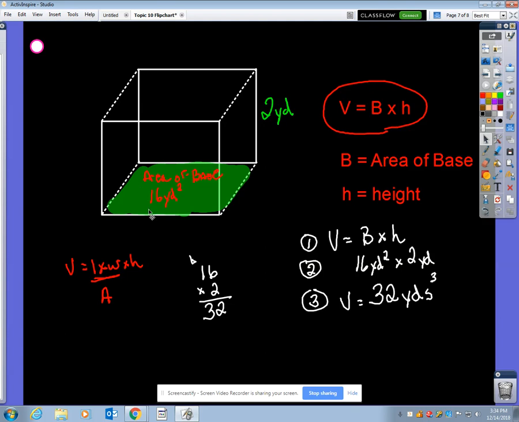Some of the problems you're going to have to practice on are going to give you the area of the base. You simply need to know that you use the equation volume equals big B times little h, where big B is the area of the base, h is the height, and I write the equation down and plug in my numbers. Big B times h, 16 yards squared, which is the area, times 2 yards high, which is my height, equals a volume of 32 cubic yards, or yards to the third power.